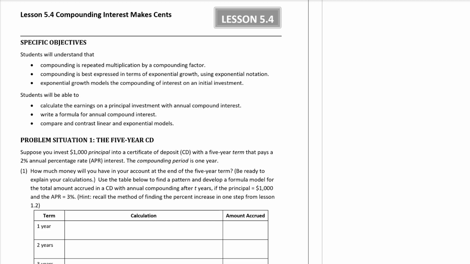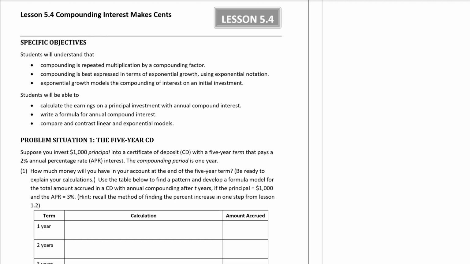Hi everybody, this is lesson 5.4, Compounding Interest Makes Sense. So in this lesson we'll step away from linear models and look at other situations that can arise in applications. So let's read the specific objectives.